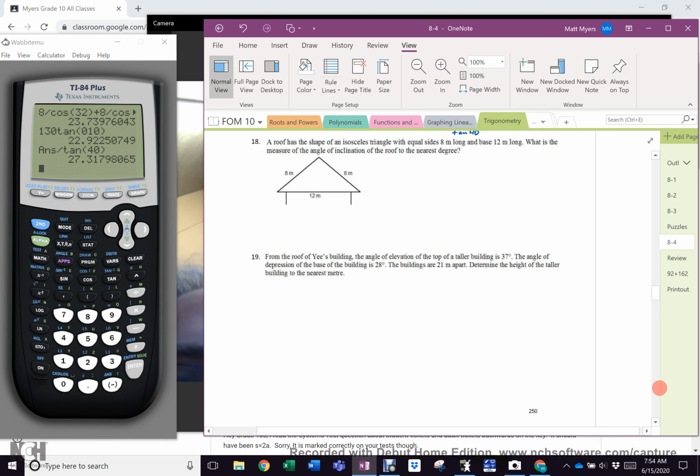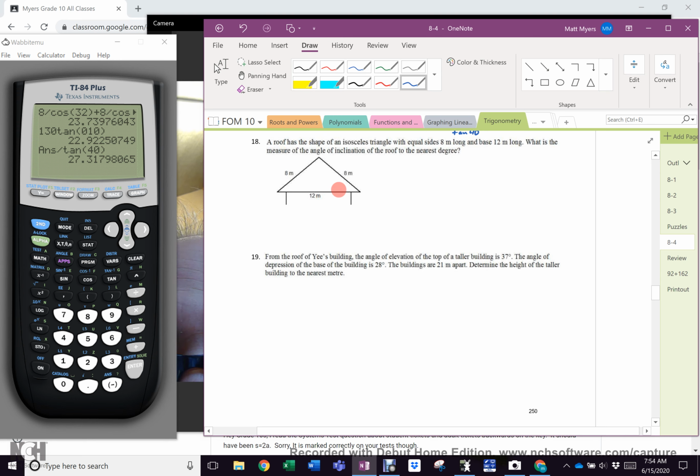All right, so the roof is an isosceles triangle. What is the angle of inclination of the roof? Well, the angle of inclination would be right there. So I need to cut the roof in half, so that's 8. What's this? Most of you are going to say 12, but of course it's only half of 12, so it's 6. So what I have there is theta equals x, hypotenuse equals 8, adjacent equals 6.